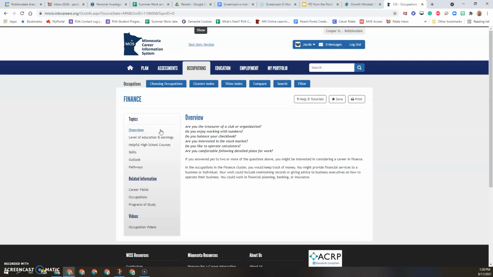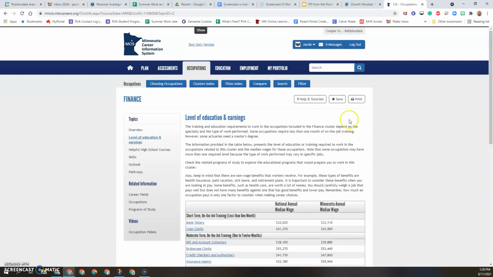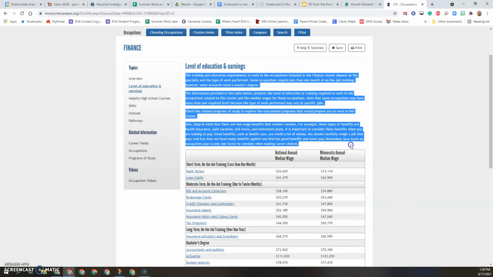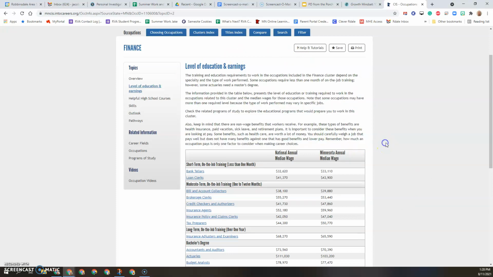So you'll see an overview. That's where you start. But then you can look at the level of education and earnings. So if I want to find out, how much school do I need? How much money can I make? I can click that and it'll show me. So you'll want to read all about your job or the jobs in that career cluster. And then you can see all the sorts of jobs down below.